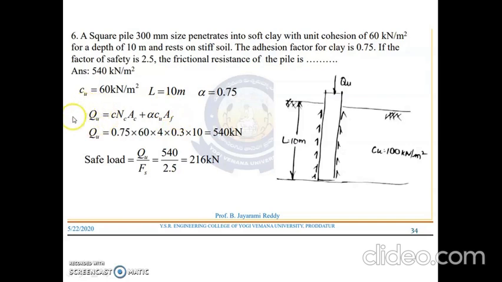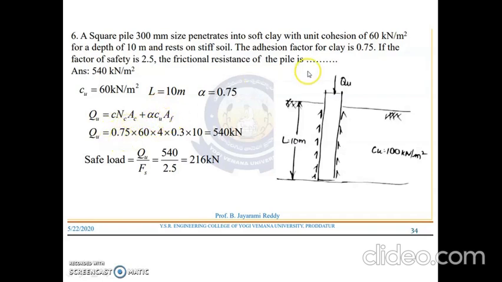With this we will be able to get the value of Qu, and safe load can be calculated by using the equation Qu divided by factor of safety. So factor of safety is given as 2.5. We need to find what is Qu. And here, since the frictional resistance is asked, we will neglect the first term, that is due to end bearing. So we will consider only the term due to friction, that is alpha into Cu into AF.